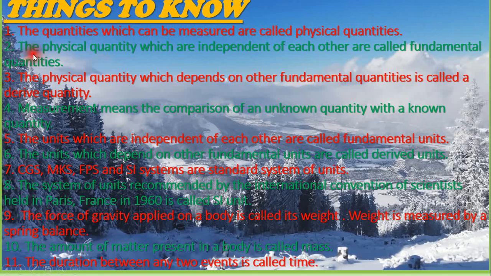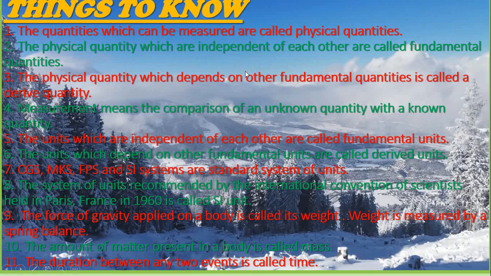We should not remember these whole things. We should only remember the concept. Those quantities which can be measured are known as physical quantities. Those quantities which cannot be measured are known as non-physical quantities. The second thing that we should know is that the physical quantities which are independent of each other are called fundamental quantities, and the physical quantities which depend on fundamental quantities are derived quantities.